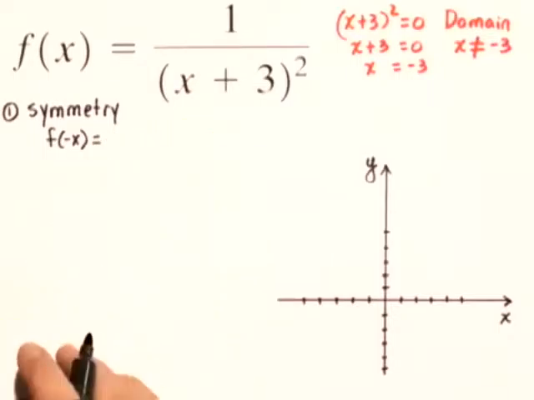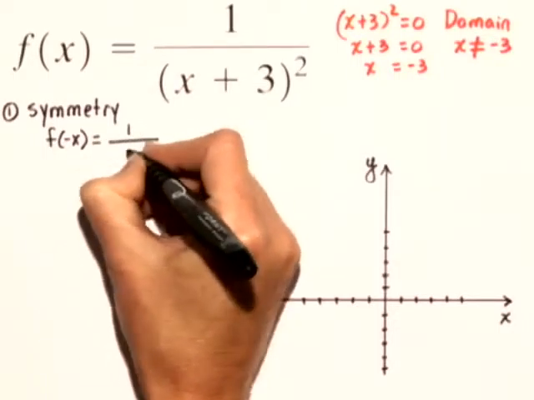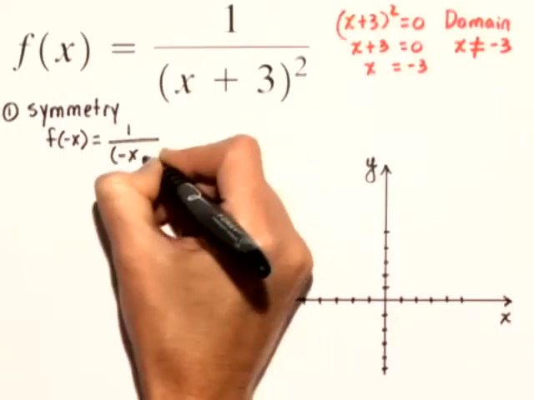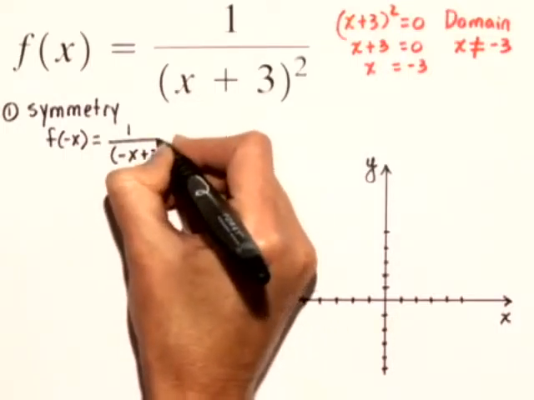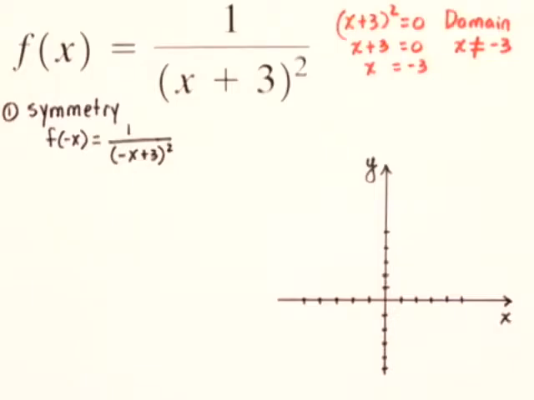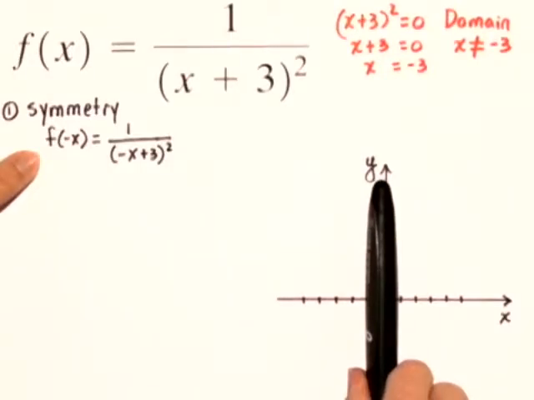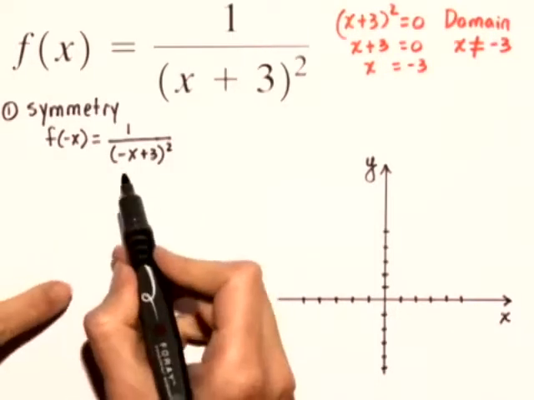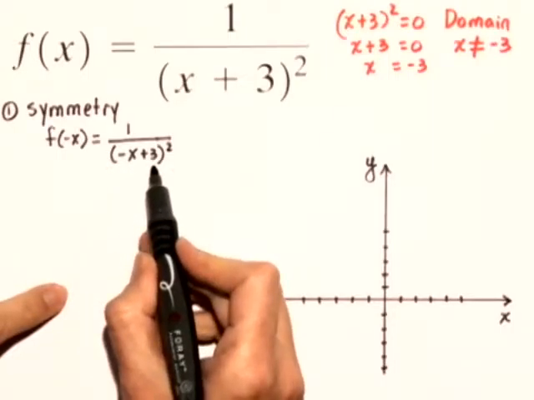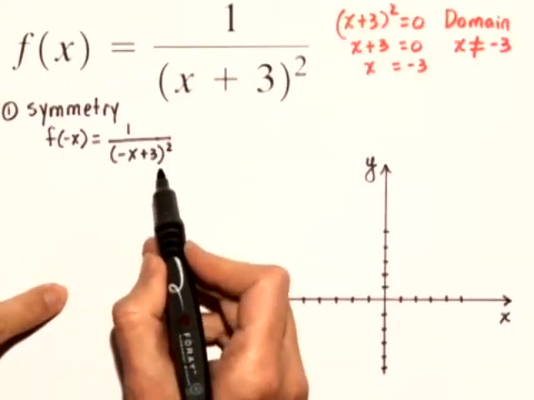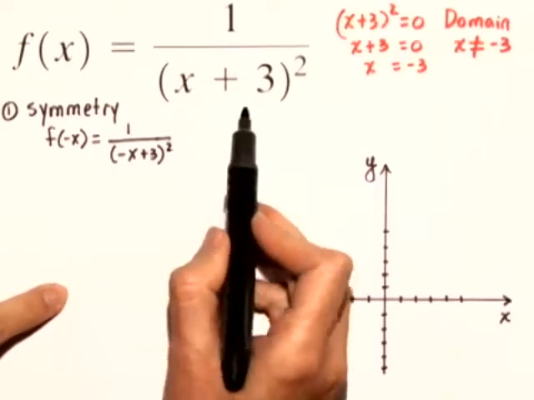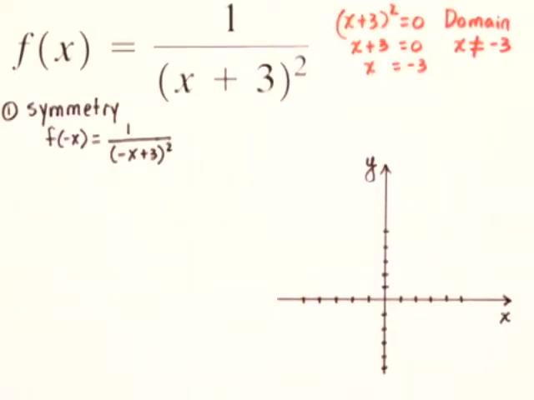Let's look at it in this case. It's 1 over the quantity negative x plus 3 squared. Now there's three possibilities. The first possibility is that f of negative x is exactly f of x, our original function. If that were the case, this would be an even function and it would be symmetric to the y-axis. That's not the case here, because if we distribute this negative x plus 3, multiply it by negative x plus 3, in the denominator it's not the same thing as x plus 3 quantity squared.